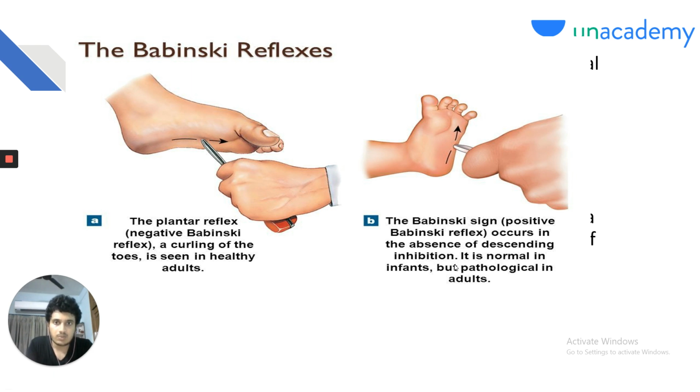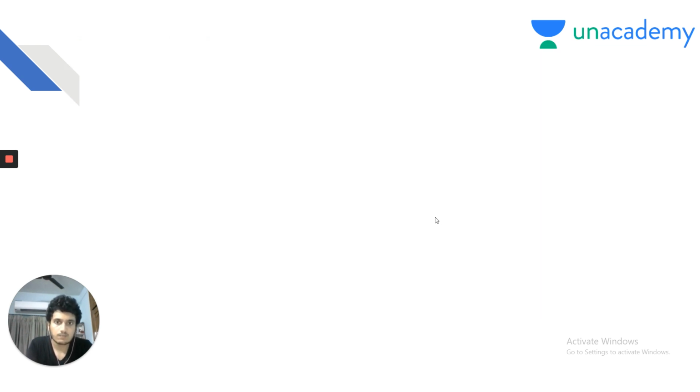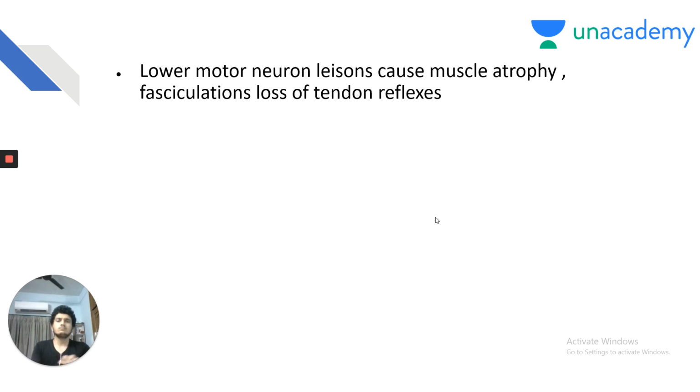As there is incomplete myelination in the infant, Babinski is normal in infants and pathological in adults. As the myelination is not complete in infants, Babinski may be elicited in infants and it is not pathological. Lower motor neuron lesions cause muscle atrophy, fasciculations, and loss of tendon reflexes.